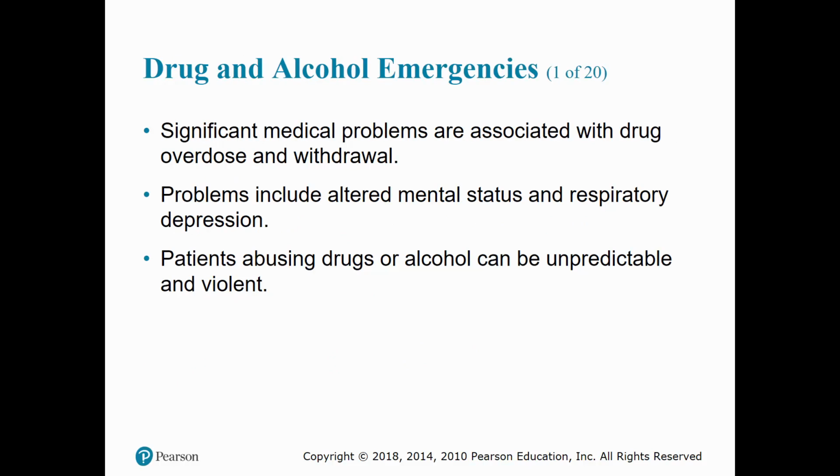During the next part of this lesson, we'll cover drug and alcohol emergencies and how to treat and care for these patients that have been exposed to these types of poisons. This drug and alcohol is considered a poison. It is doing harm to the body. This may cause issues such as altered mental status, respiratory depression, violence that is very unpredictable.